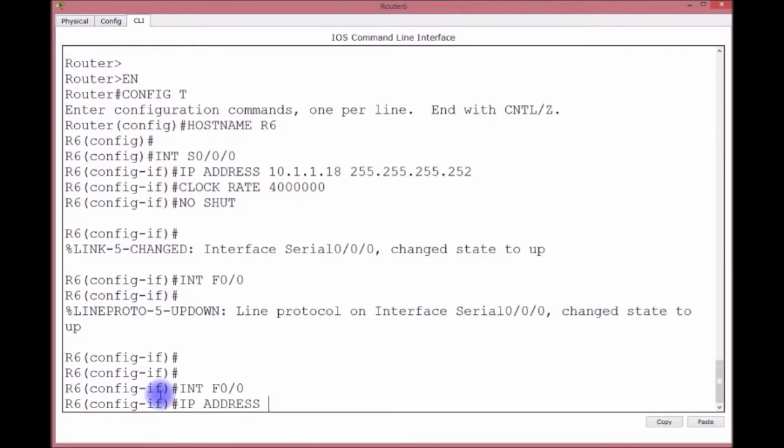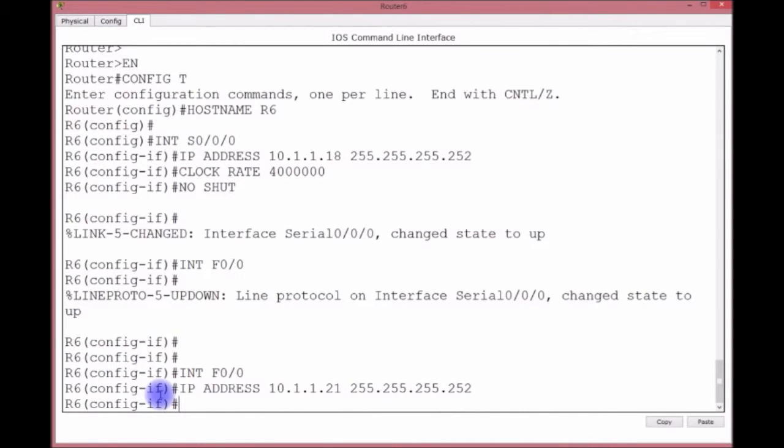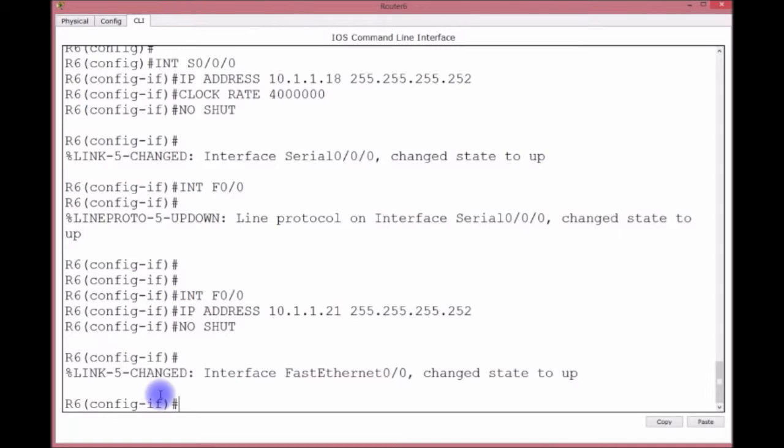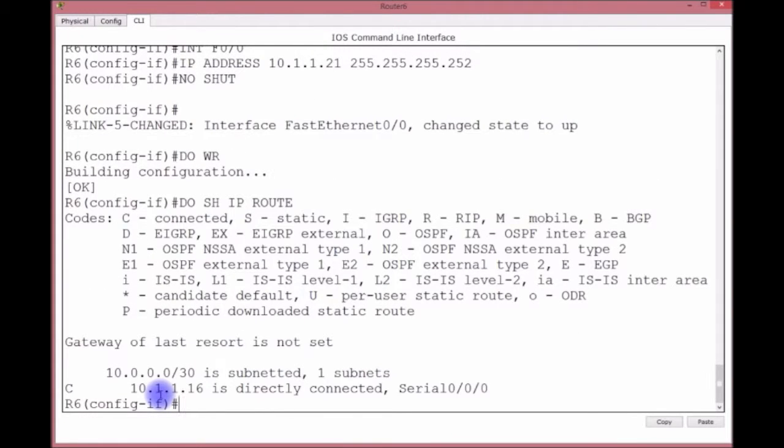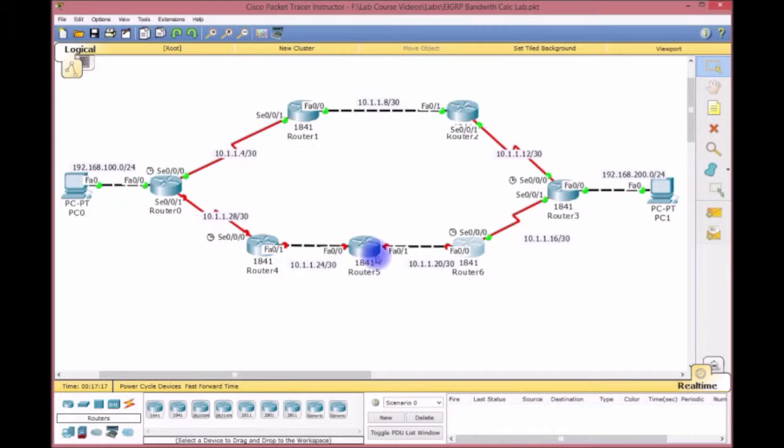IP address 10.1.1. It was a 20, so it was a 21. 255.255.255.252. Point to point, not an actual LAN, transit. All right, and then we're going to do a no shut. We're going to do WR to copy. As you know, you got to go back to privilege mode and do a copy run start. Do a do show IP route, and we're connected to the 16 network, which is above us. Outstanding. Let's go ahead and go now to this middle router, the 20 network.